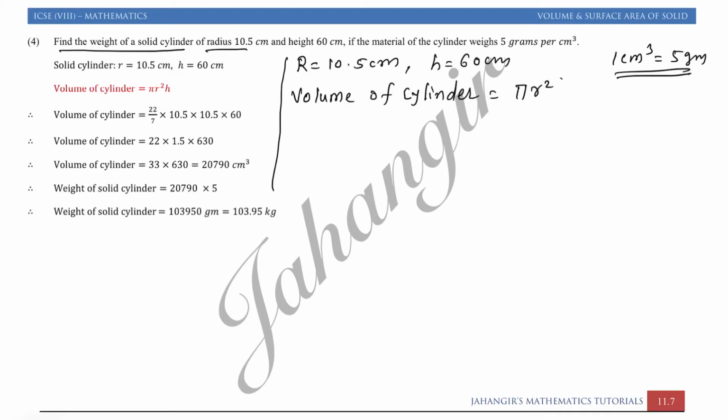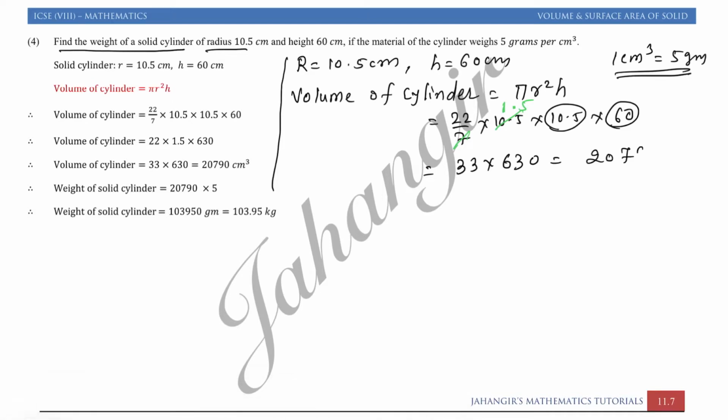That is equal to pi r square h. So 22 by 7 into r is 10.5 into 10.5 into h is 60. So you can cancel out 7 ones are 7, 1.5. So if you multiply 22 with 1.5, you will get 33. 10.5 if you will multiply with 60, you will get 630. Multiplying both, 20790 centimeter cube.